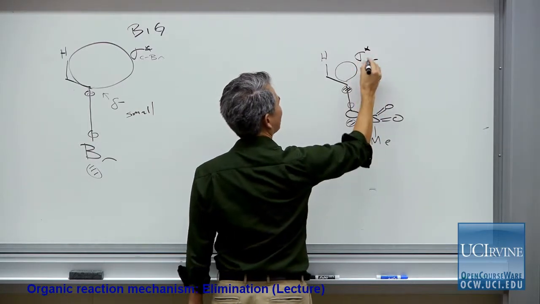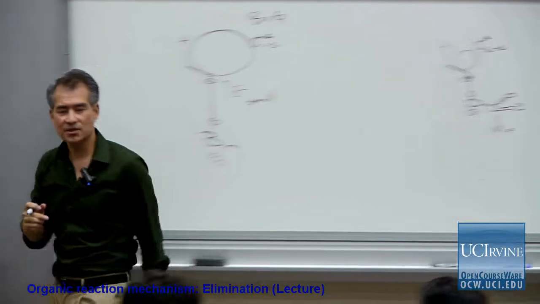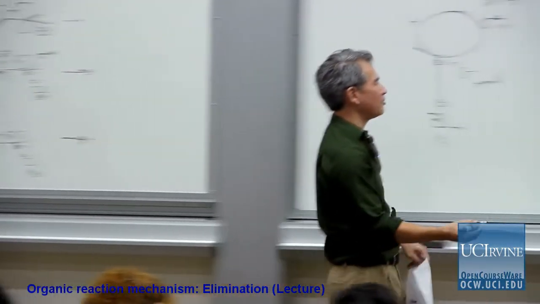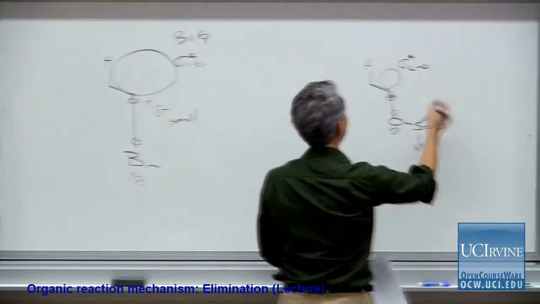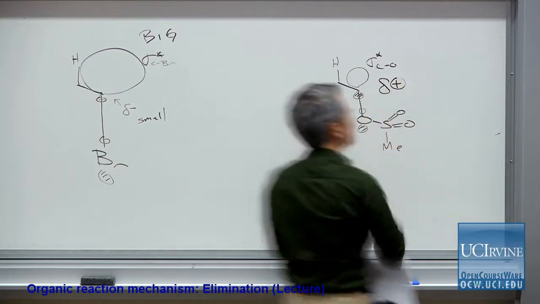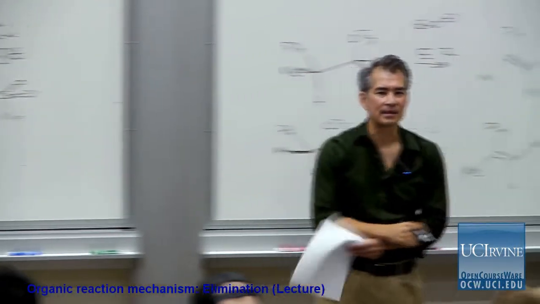This is supposed to be carbon-oxygen. There we go. So there's my sigma star orbital. That's the empty orbital. A nucleophile is looking for some empty orbital to overlap with. And there, you can overlap with that orbital. That's pretty good. The big factor here is the significant amount of partial positive charge at that carbon.